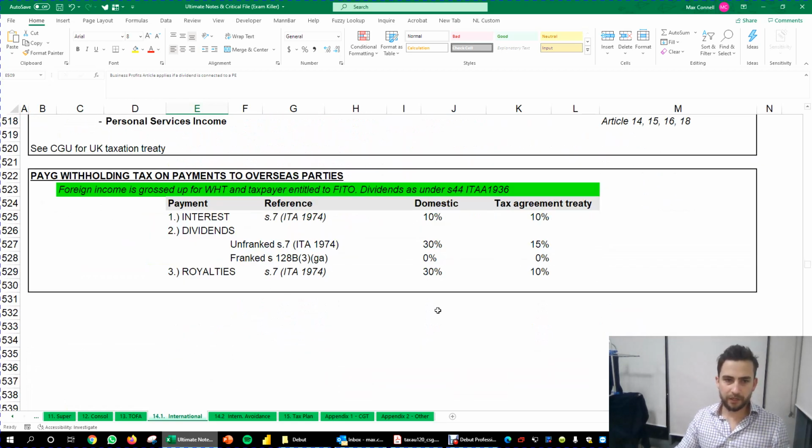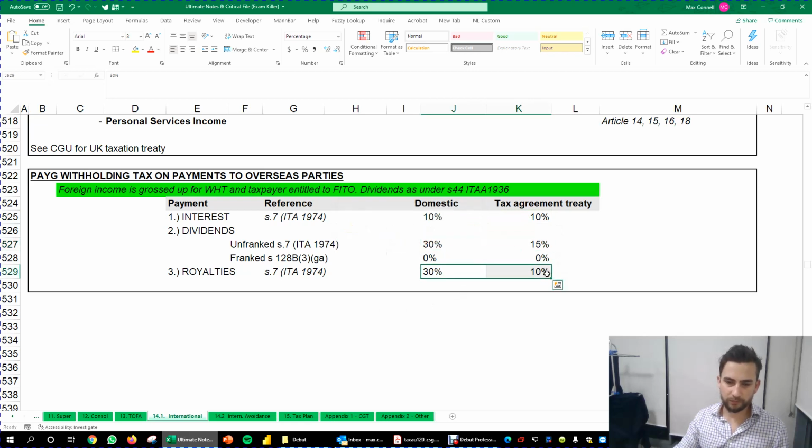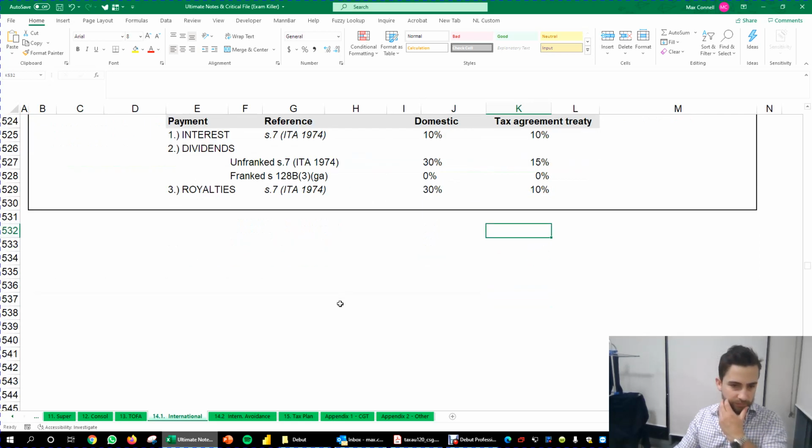Okay, so here are the withholding tax rates. Depending on whether it's just the domestic general rule, the ones we talked about before: 10% interest withholding, 30% on dividends if unfranked, 0% if franked, and 30% on royalties. Now, if it's a country with a tax treaty, the rates are a bit more favorable, especially for dividends. Interest is still 10%, that hasn't changed because it's already quite low. Unfranked dividends drop from 30% to 15%. Royalties drop from 30% to 10%. So it definitely has more favorable withholding tax percentages.